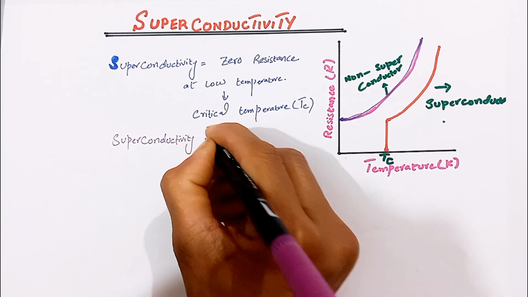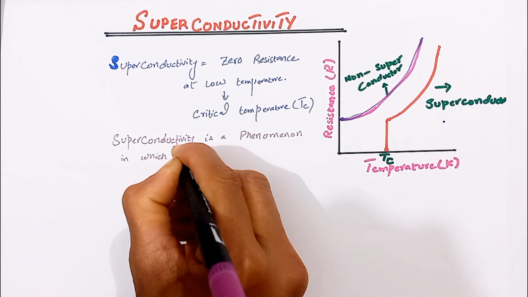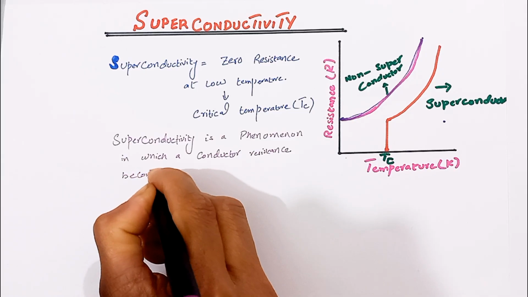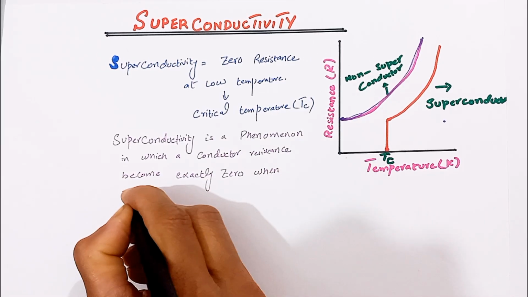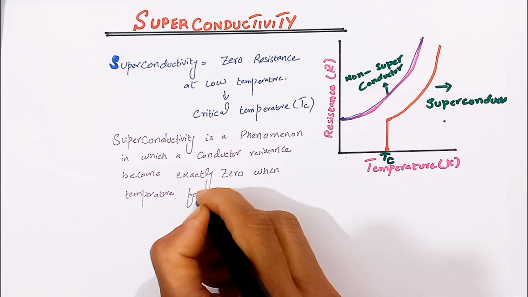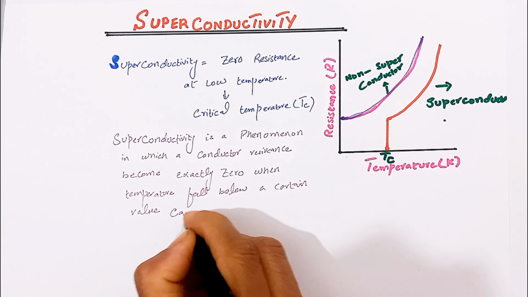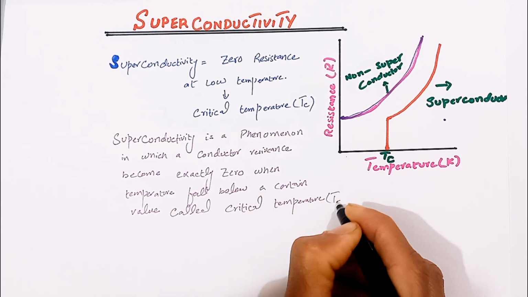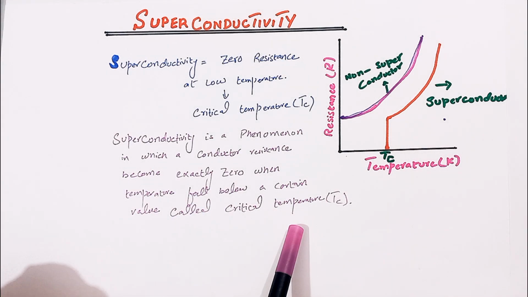Superconductivity is a phenomenon in which a conductor's resistance becomes exactly zero when temperature falls below a certain value called critical temperature, that is denoted by T sub C. This means current can flow without any energy loss. Below critical temperature, resistance is zero.